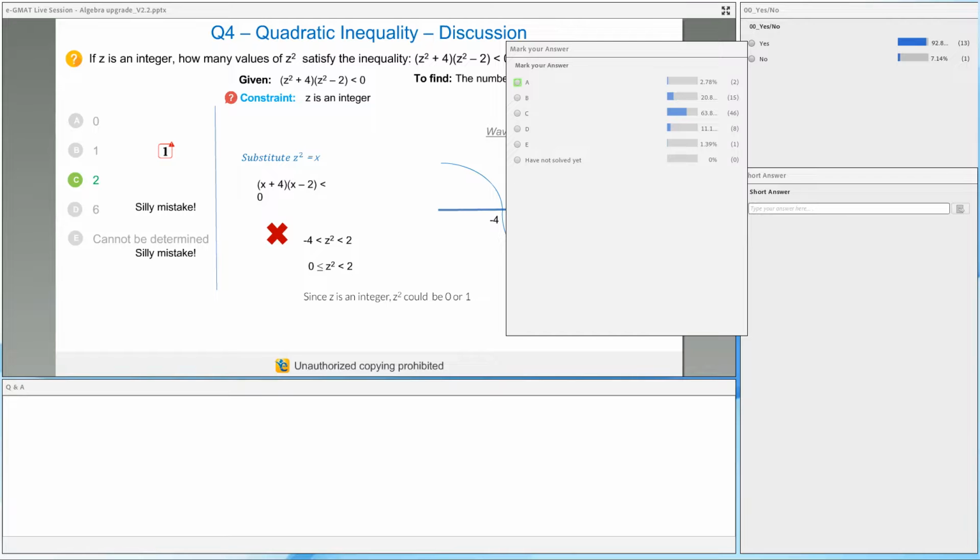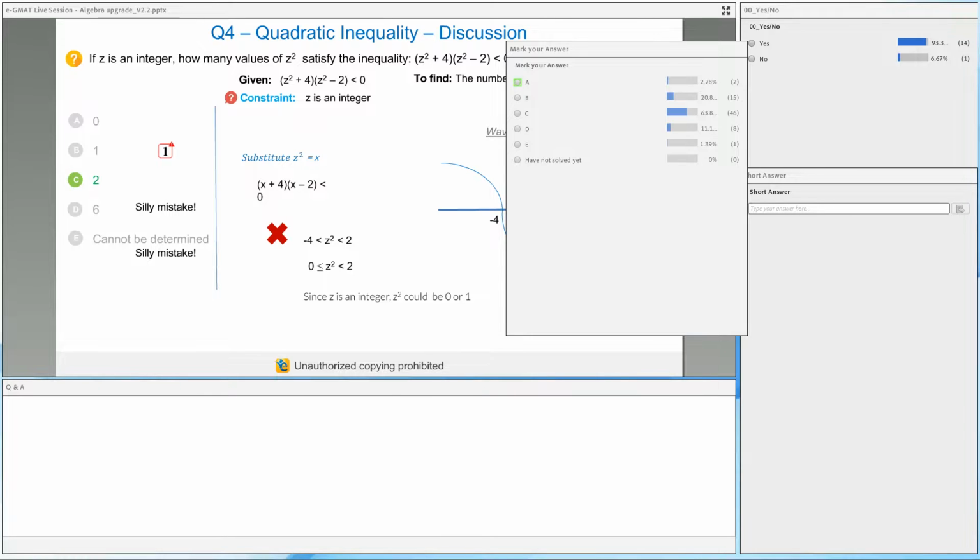So you just did you just include 0 or you forgot? Okay. Yes, 0 is an integer. Please, if you weren't aware of it, please jot it down. 0 is an integer. Okay.